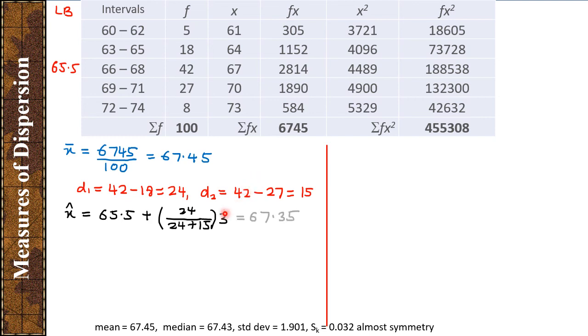Then we calculate, use the calculator, and you get 67.35, okay, for our value of the mode.